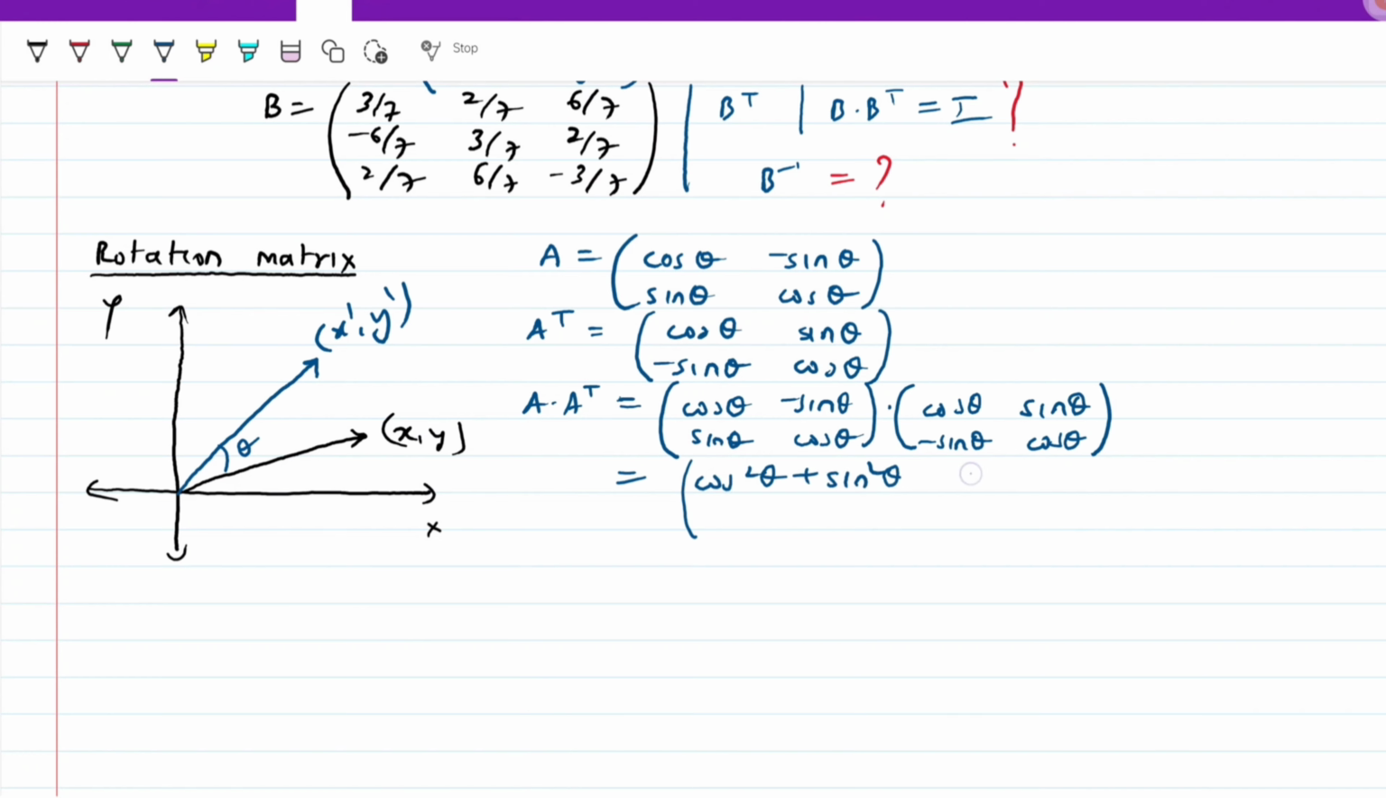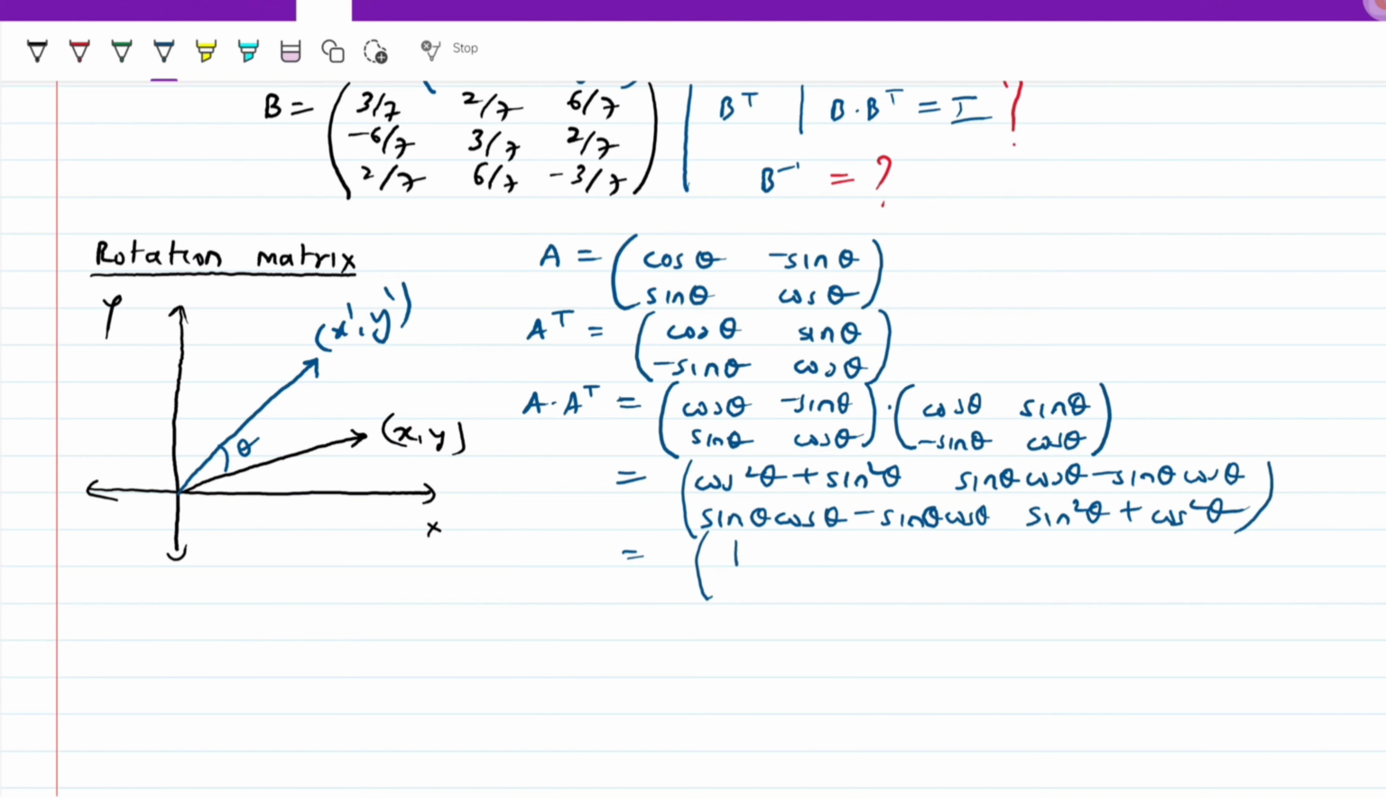Then for the next one, we will have sine theta cos theta minus sine theta cos theta. For the second row, first entry, we will also have sine theta cos theta minus sine theta cos theta. And the A22 entry is going to be sine square theta plus cos square theta. Using the trigonometric identities, this is 1, this is 0, 0, and this is 1. Thus A times A transpose is the identity matrix of order 2, and therefore we can say that A is an orthogonal matrix.